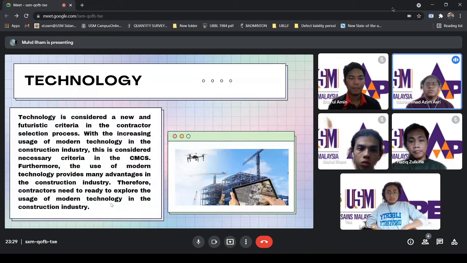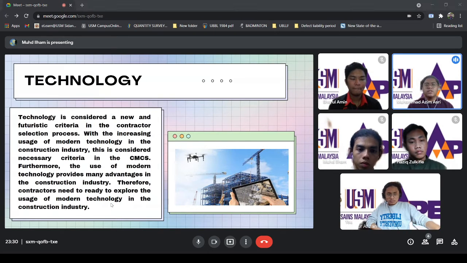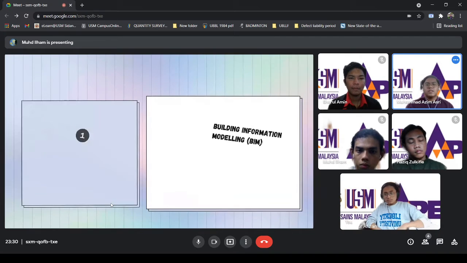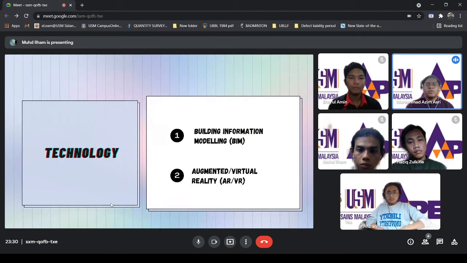Okay, for the technology criteria. Technology is considered a new and futuristic criteria in the contractor selection process, due to the increasing usage of modern technology in the construction industry. It is considered a necessary criteria in selecting the contractor. Through this criteria, we will evaluate the contractor on 2 sub-criteria. Next slide, please. Okay. The first sub-criteria is building information modeling, which is BIM.